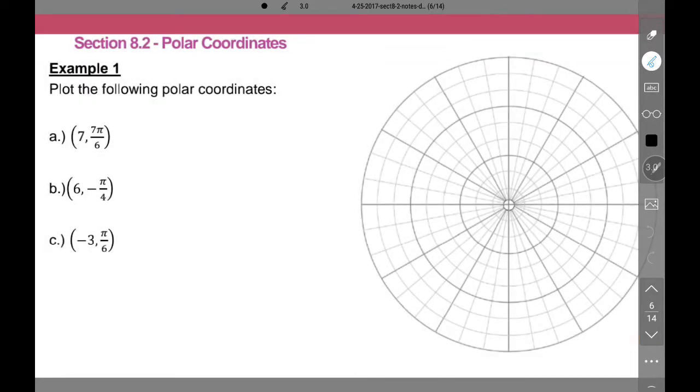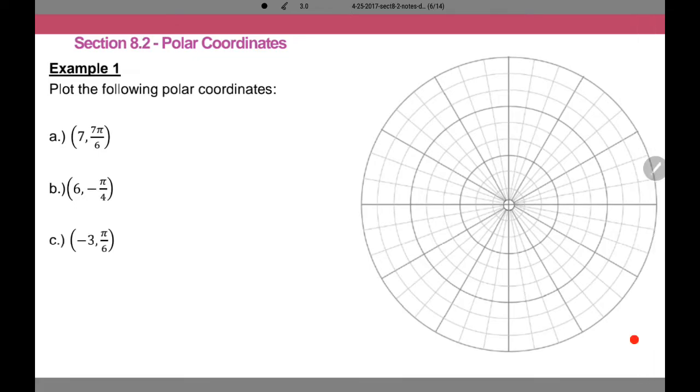So we're asked to plot these polar coordinates, and again, we start at 0. So this is 0 degrees or 0 radians. 1, 2, 3, 4, 5, 6, 7, 8, 9. So again, we're going to look at this. That's pi over 2, that's 0 radians. This is pi radians.